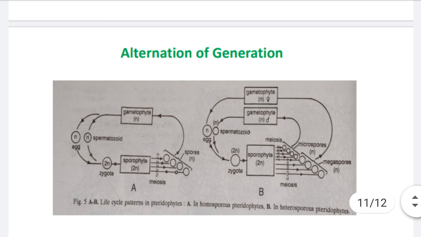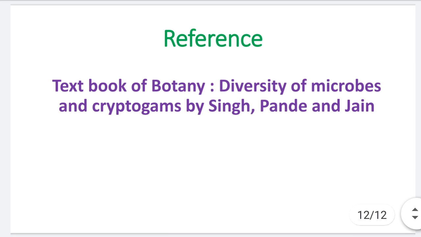Okay, so in this way, this is about the alternation of generation in the pteridophytes, and this is the reference, or this is the book I have used while preparing my PowerPoint presentation. Thank you.